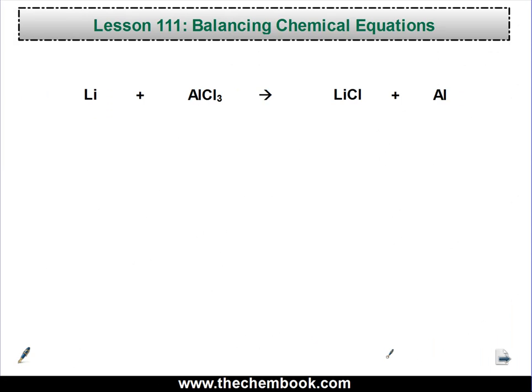This is a great reaction because it's a dance that is occurring. You see that aluminum is dancing with the chloride, 3 chlorides actually. Lithium is going to come along and actually is going to kick out aluminum, and it is then going to be dancing with the chloride. So this is called a single replacement reaction, and it's really nice.